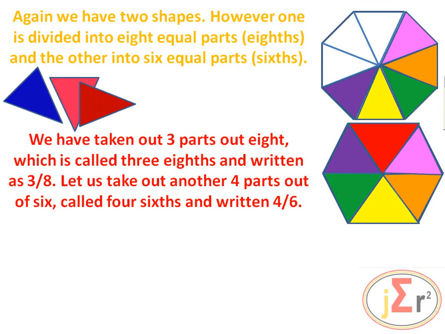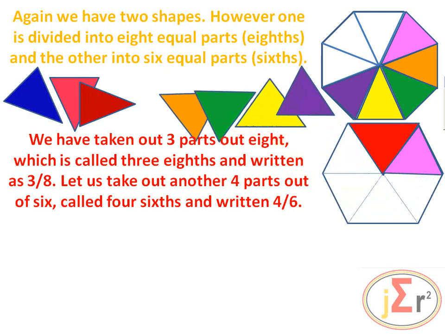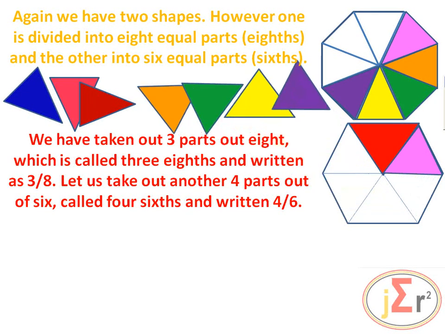We have taken out 3 parts out of 8, which is called 3 eighths, and written 3 over 8. Let us take out another 4 parts out of 6 this time around. So on this occasion, we will take our 4 parts out of 6, called 4 sixths, and written 4 over 6. So we have 4 parts, and those 4 parts are taken out of an object that is divided into how many equal parts? 6.